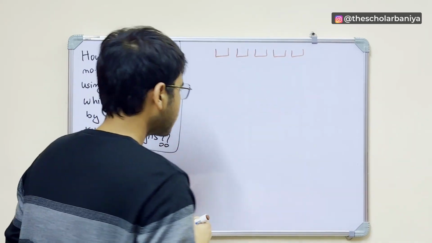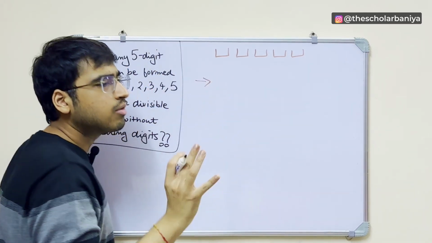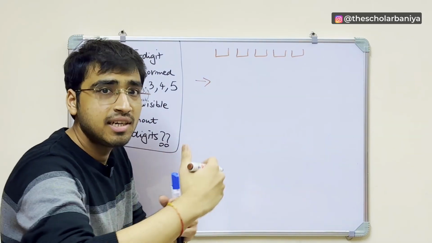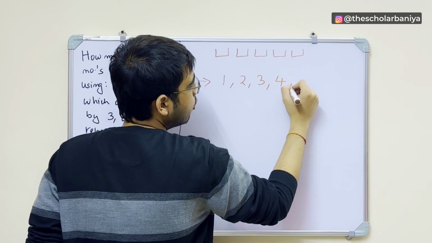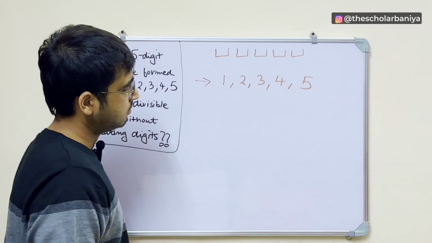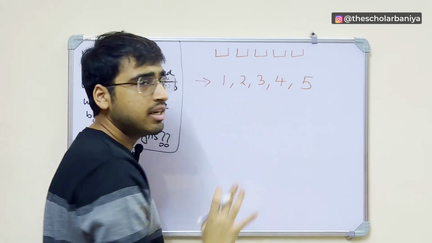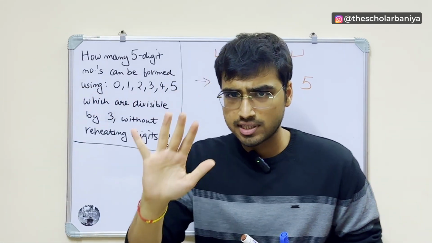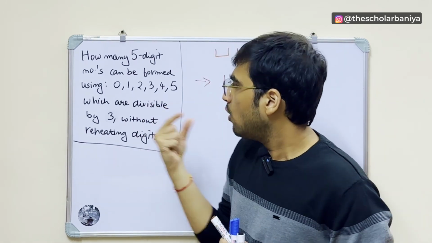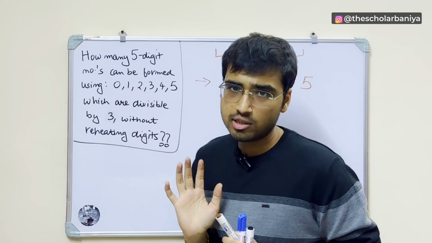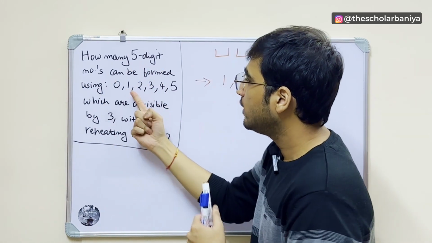That means the possible digits can be 1, 2, 3, 4, 5. I hope this makes sense, right? So these are the possible digits that can be there. First case. Now let's try to think of more such cases, and let's try to include 0 also, because we have to take 5-digit numbers, and earlier we took these.